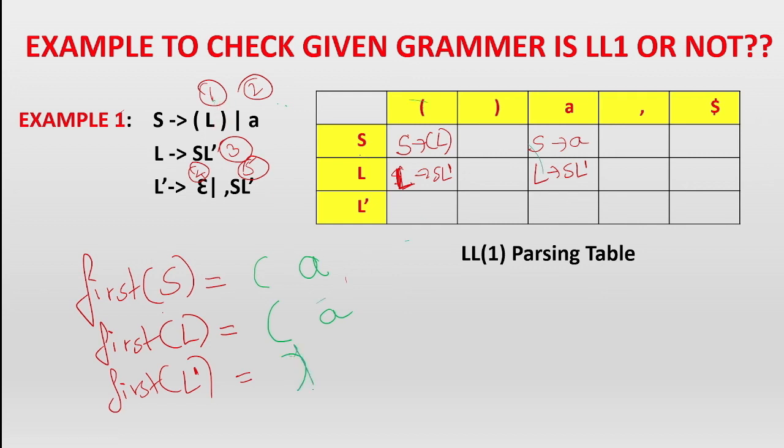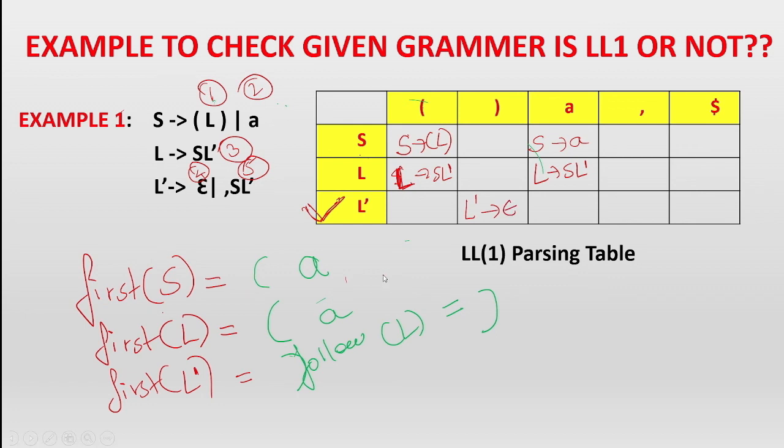Okay, so we didn't get the first. So follow of L we have to find. And that we got as this closing curly braces. So production number 4 will come in this part. Now we have to check only L dash because we are checking the L dash production. So follow of L we got as closing parenthesis. So in that closing parenthesis cell, production number 4 will come. Only production number 4 will come.